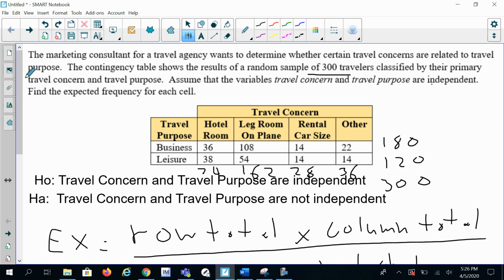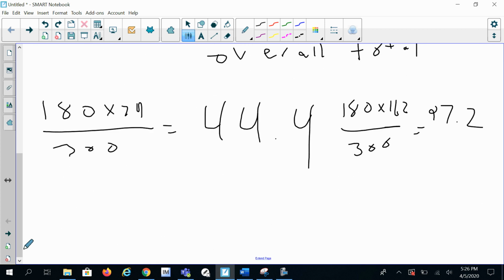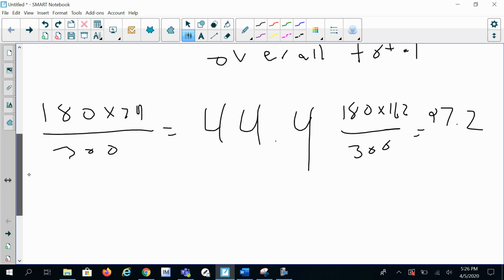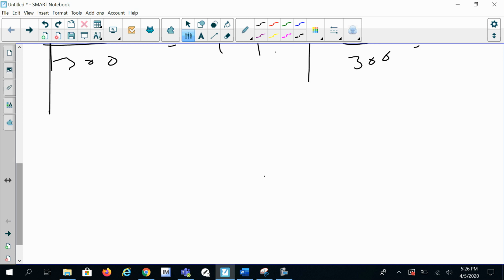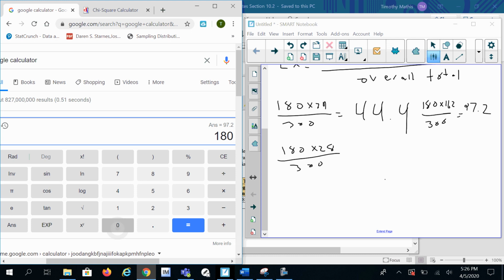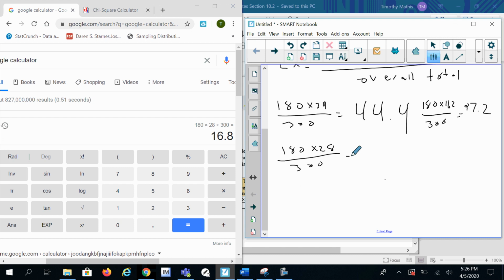So for rental car size business, that's 14 right here. I'm going to take the row total, 180, times the column total, 28, divided by 300. That'll give you the expected. So it was 180 times 28 divided by 300, and that is 16.8.